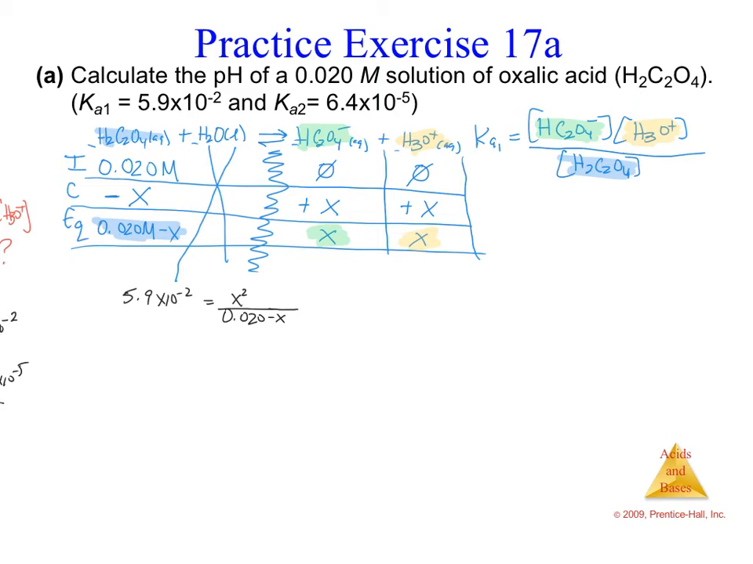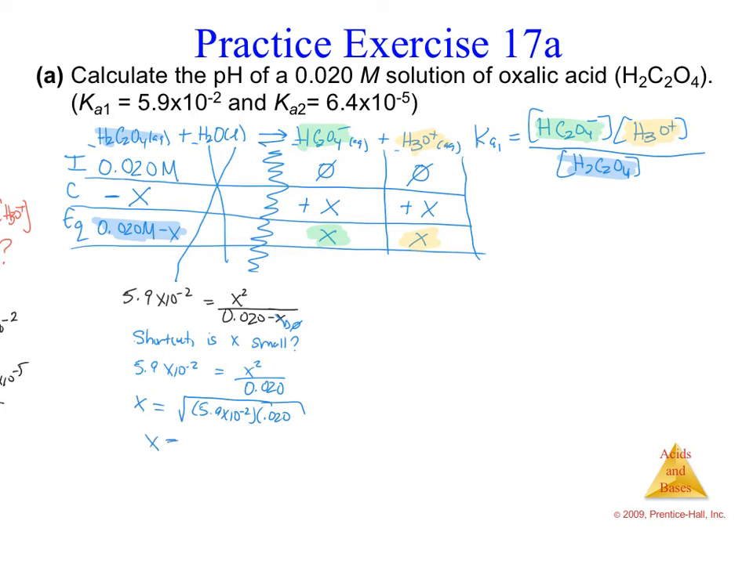So let's say we did try and use the shortcut. Is x small, so our 5% rule. So remember, I would make that equal to 0. 5.9 times 10 to the negative second equals x squared divided by 0.020. And now I can quickly solve for x. So x is the square root using algebra. 5.9 times 10 to the negative second times 0.020.